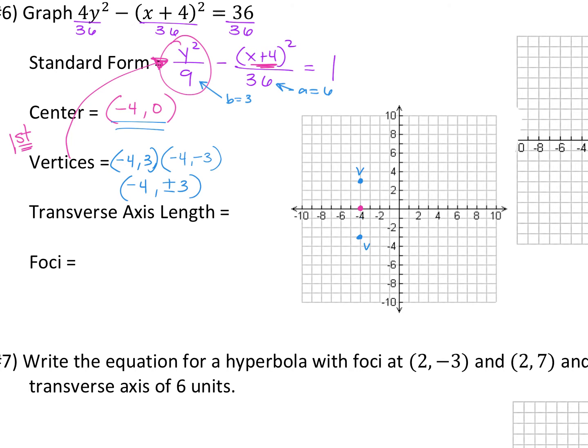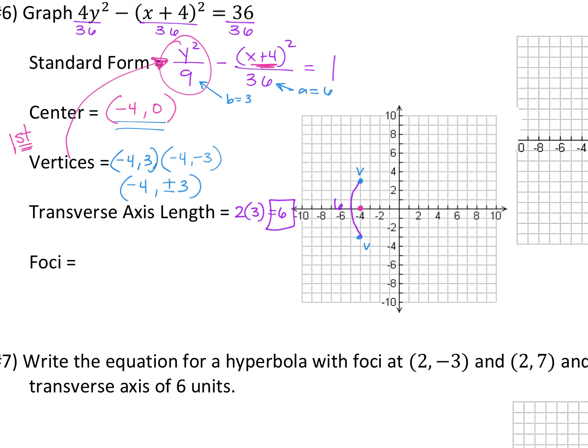How big is your transverse axis? In other words, what's the distance between your vertices? That's 6, right? This right here is your transverse axis. That is 6, or double your B value. So 2 times 3, or 6, depending on if you're doubling or just counting.